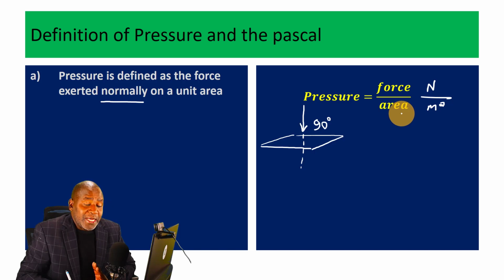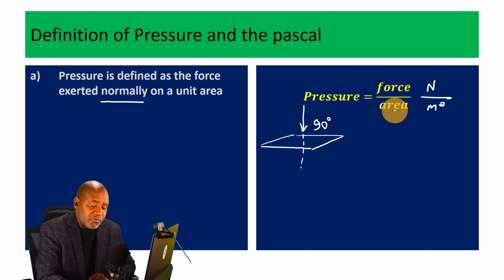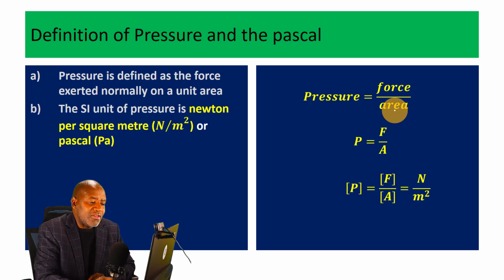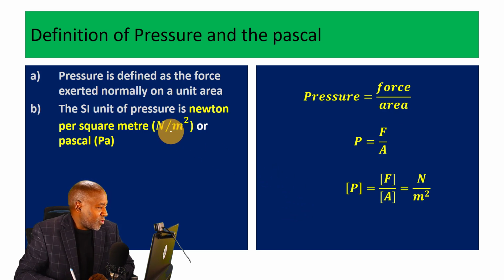Now, after that, you're going to say the SI unit of pressure is newtons per square meters or Pascal. But first of all, let's see what else is in this slide. Of course, it's exactly what I've said. The SI unit of pressure is Newton per square meters, written like this. This slash means that the Newton is being divided by the meters squared. It's called the slash notation.